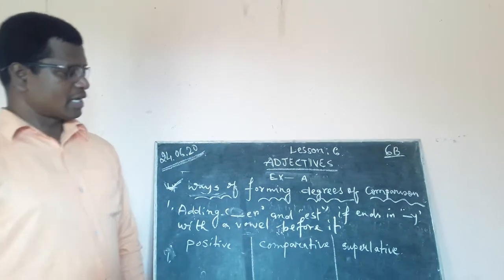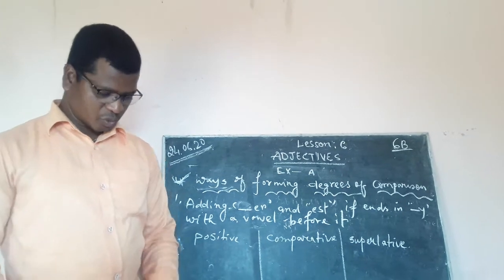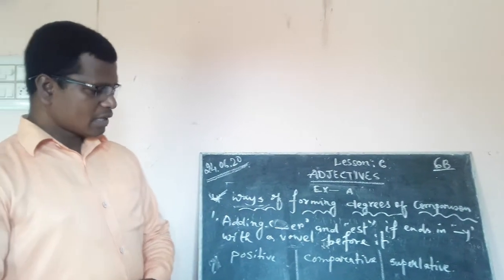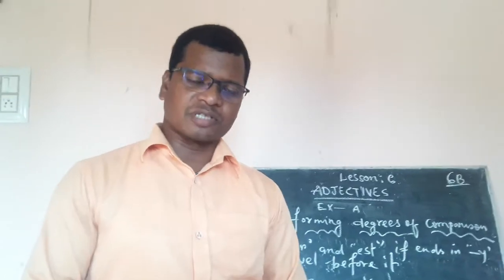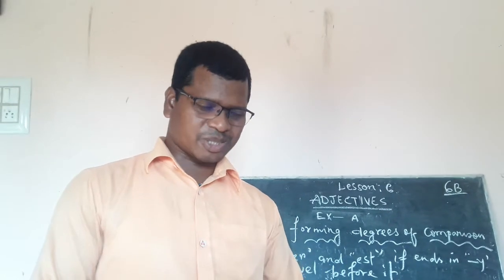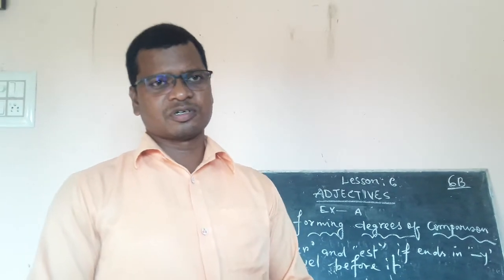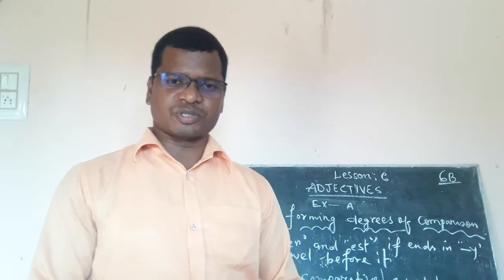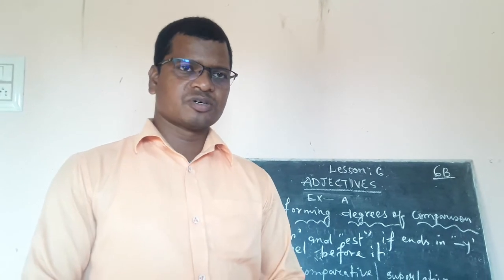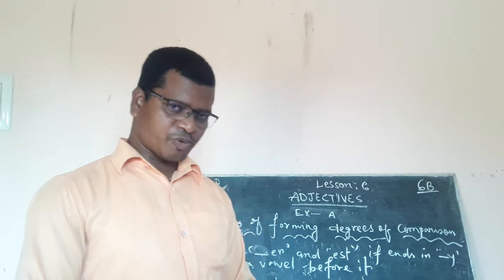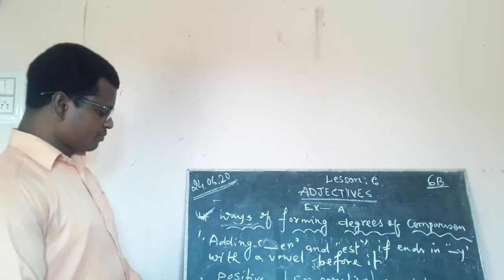Lesson number 6, adjectives. We'll do exercise number A. If you remember, the other day we just started the ways of forming degrees of adjective. We have already seen some points, but we haven't finished. So those things we will do today. Let's see the first point from the board as I've already written here.